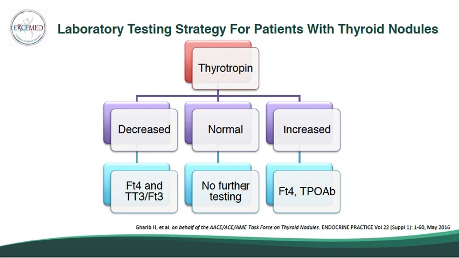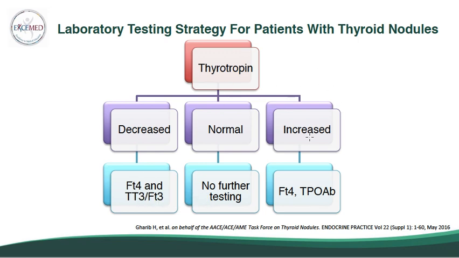So for the laboratory testing, again from our previous lecture, the most important test that you will request will be your thyrotropin or your TSH. If your TSH is normal, then you don't need to do any further testing. If your TSH is decreased or suppressed, then you can request for your FT4 to determine whether you have an overt hyperthyroidism, and your total T3 or your FT3 to help you detect T3 thyrotoxicosis if your FT4 is normal.